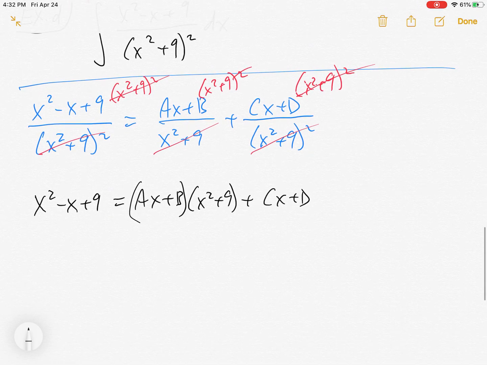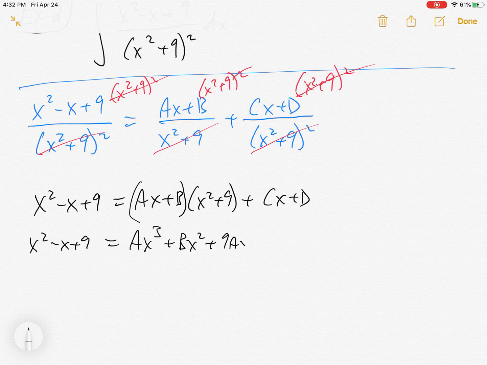X squared minus x plus 9 equals (ax plus b) times (x squared plus 9). Hopefully you realize I got to put that in parentheses. And this is just cx plus d times 1, so there's really no parentheses needed. Is there a perfect number here? I don't think so. So we're going to go right to coefficient match.